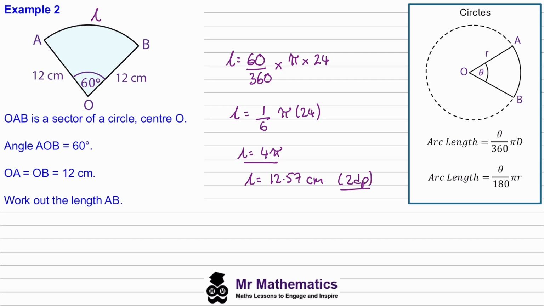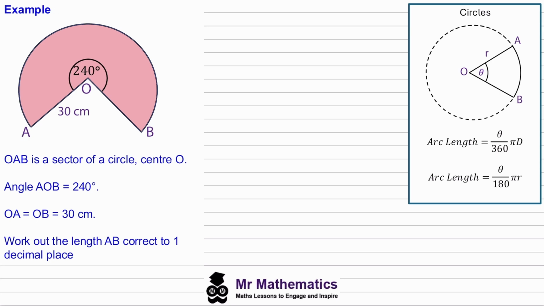Okay, let's try example 3. So now we've been given the sector with a radius of 30 centimeters and an angle of 240 degrees. And again, we need to work out the length of AB now to 1 decimal place. So do you want to give this question a go yourself? You can pause the video and come back when you're ready.